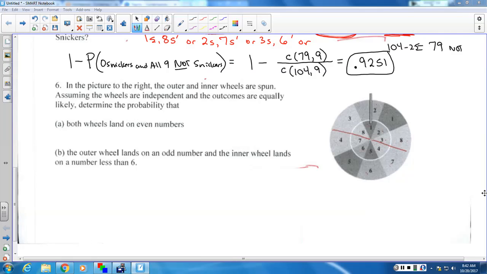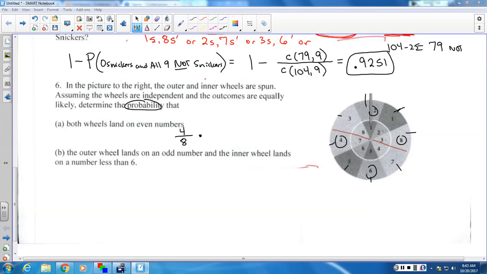All right, number 6. In the picture to the right, the outer and inner wheels are spun, assuming the wheels are independent and the outcomes are equally likely. That means spinning one wheel has no effect on the result of spinning the other wheel. Determine the probability that both wheels land on an even number. So the outside wheel has 1, 2, 3, 4, 5, 6, 7, 8 different possibilities. And we're looking for the probability it lands on an even number. So that's 1, 2, 3, 4 out of the 8 are even.